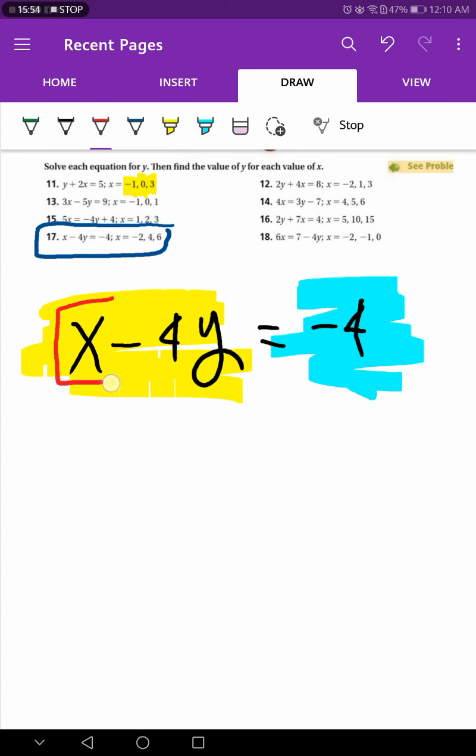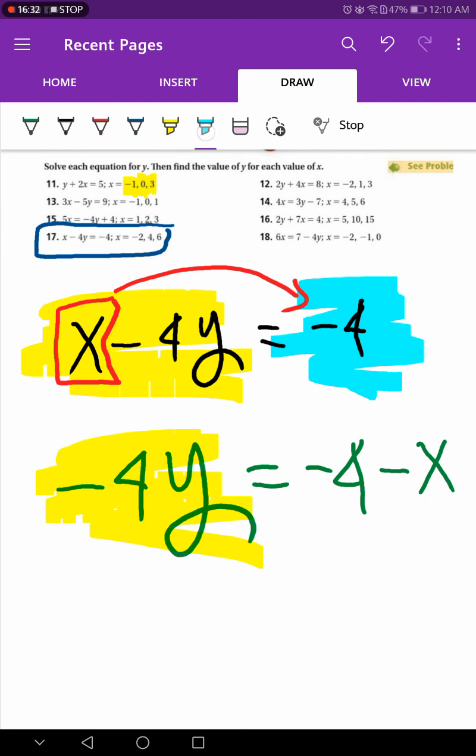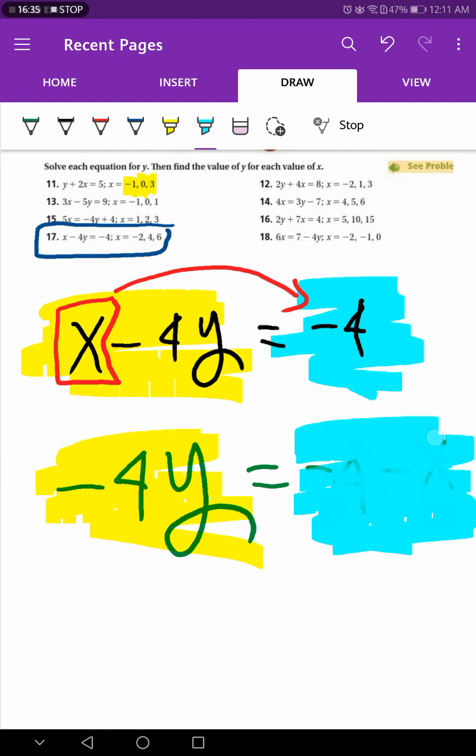I will move this x to the right side. Teacher, this -4x, no, it is not 4x. Be careful. This -4, it is -4y, okay? So the x, when I move it, will be -x. Okay, we know that, teacher. Don't say it again. Okay, I will not. So -4y equal -4. When I move the x, it will be -x. And this is the left side, and this is the right side. Beautiful.